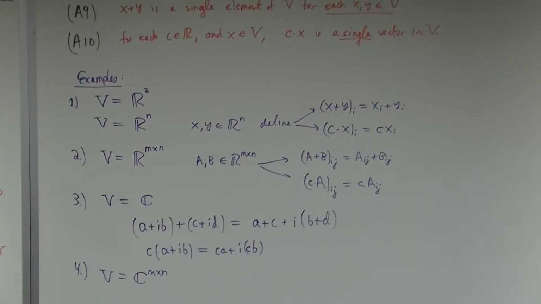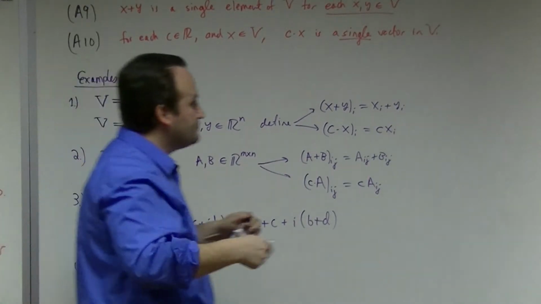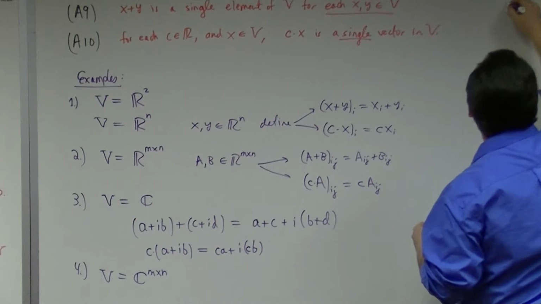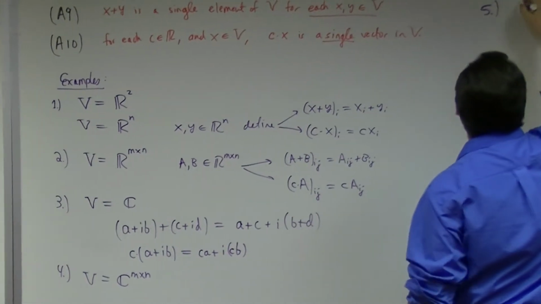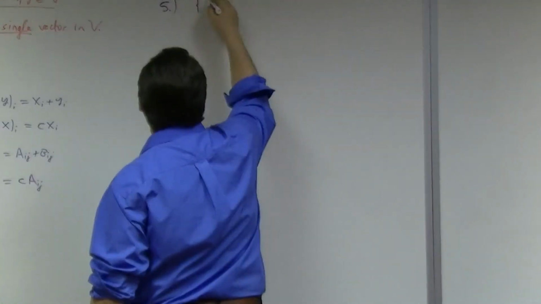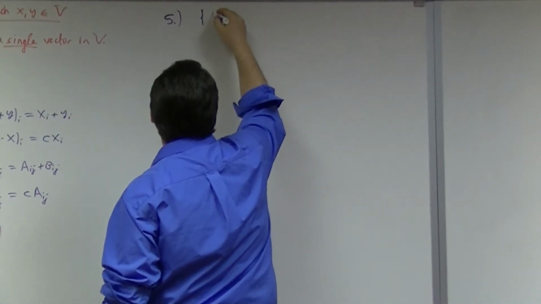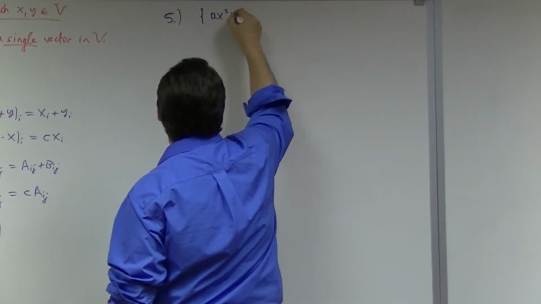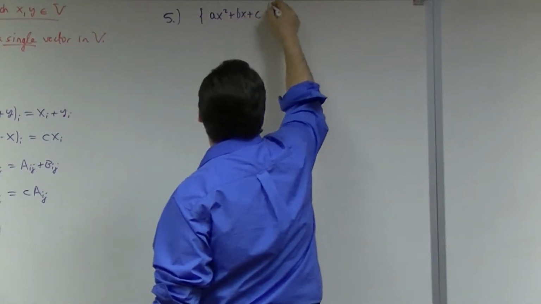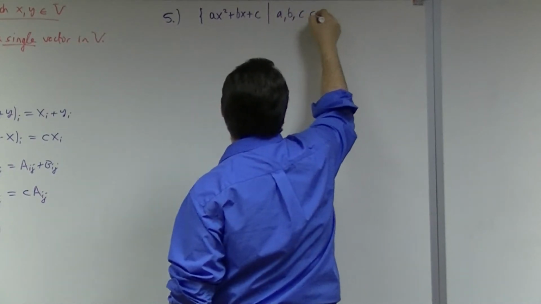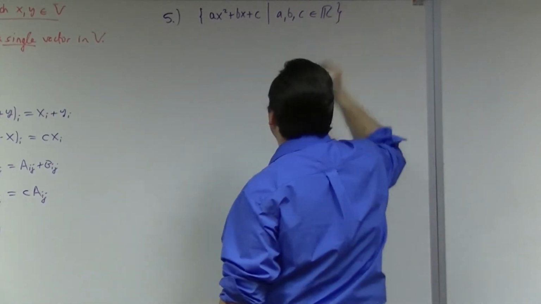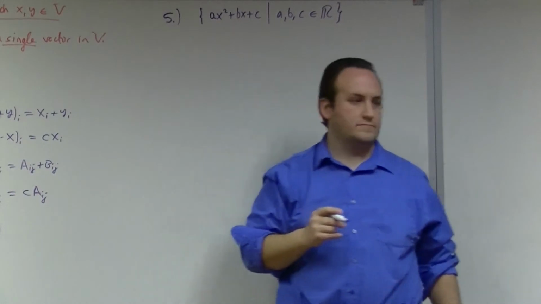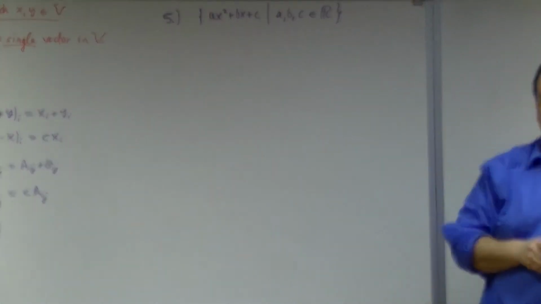I want to move on to more shocking examples, perhaps. How about this? What if I look at this set? How about this? ax squared plus bx plus c, such that a, b, c are real numbers. So how would you add two such things?